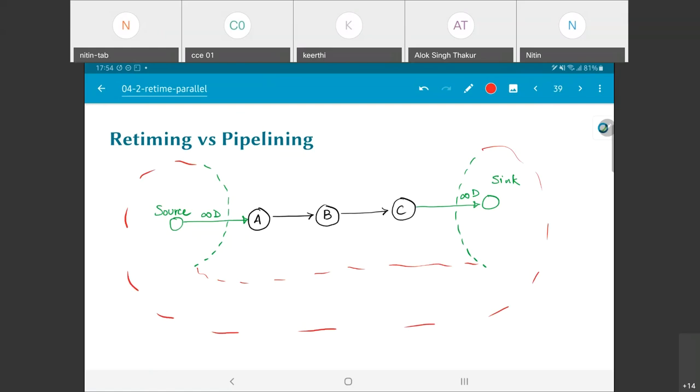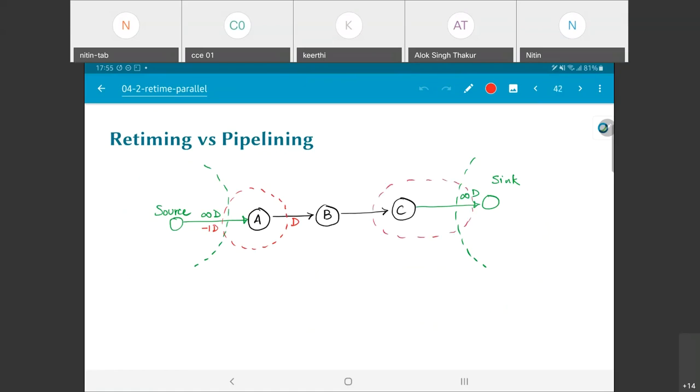You don't really need to have anything physically there. What does that mean when I now try to do retiming? I can now put a boundary around A, and if I do this retiming, effectively what I'll do is a minus one on the edge coming into A, plus one on the edge going out of A to B.